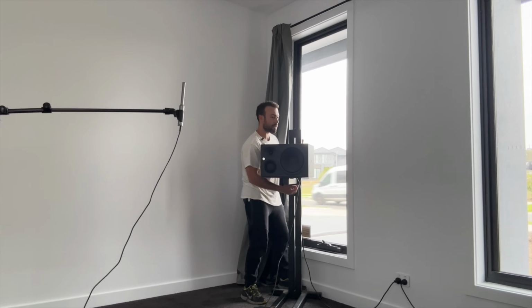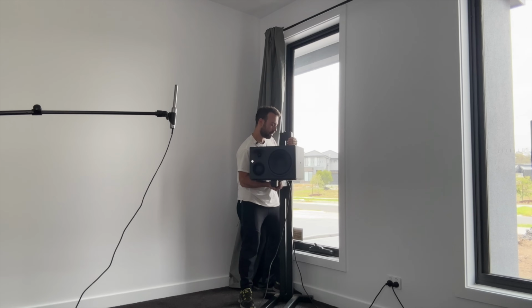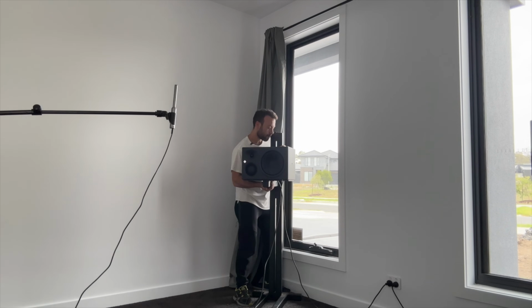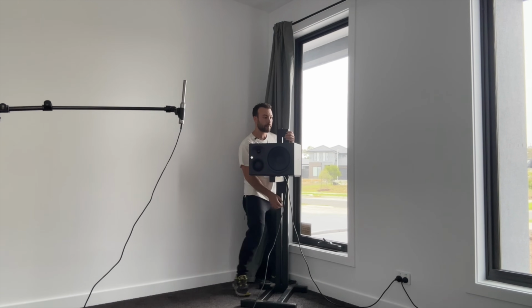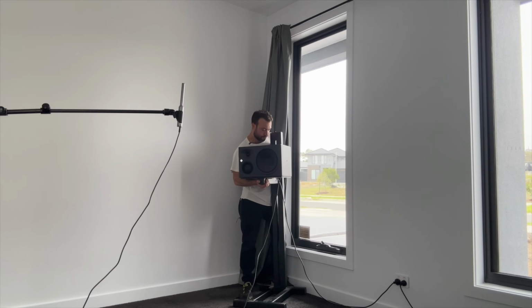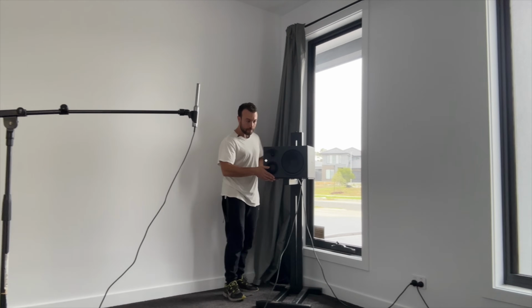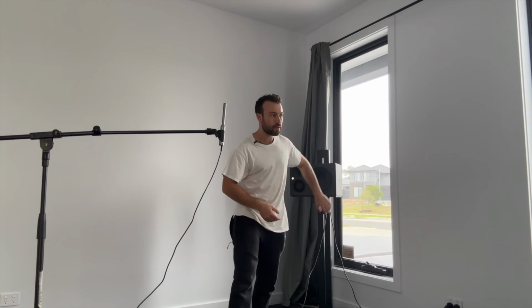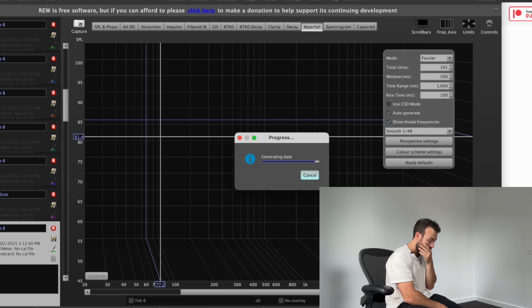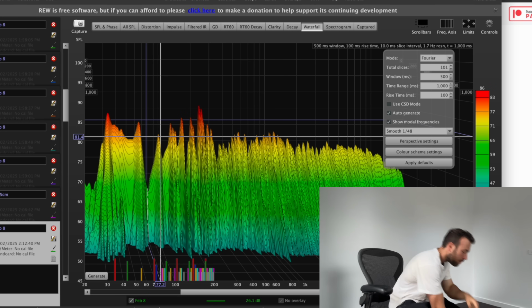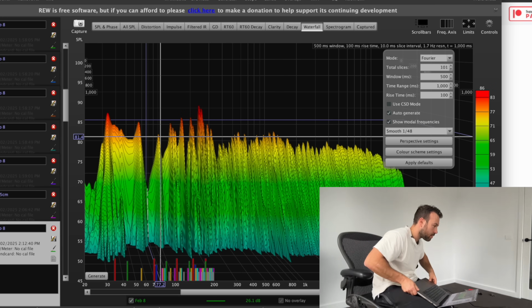Fuck, these speaker stands are over 100 pounds plus the speakers on them. They're fucking heavy. Okay, let's try that. Curious if that changes anything here. All right. Is that better? Who knows?